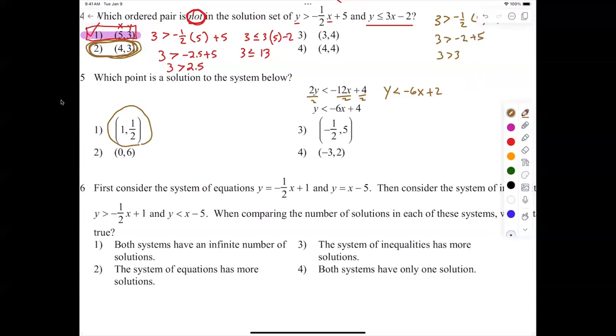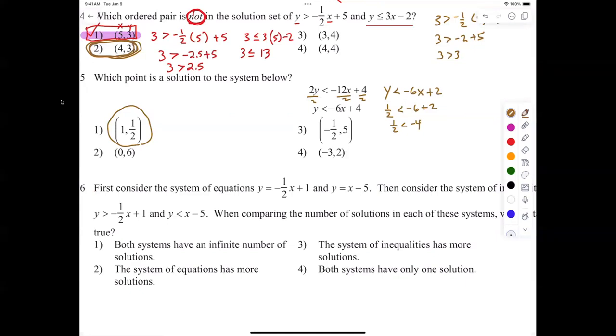If I plug 1 in for x and 1/2 in for y, I get 1/2 is less than negative 6 plus 2. 1/2 is less than negative 4. Is that true? No. So is 1 the answer? As soon as it doesn't work, then we can move on.